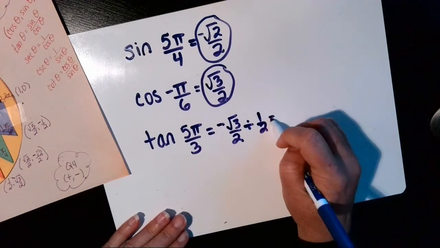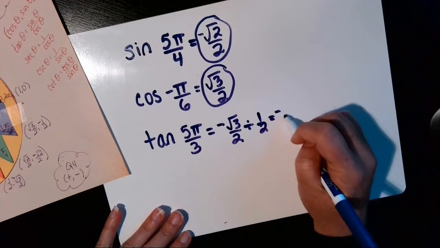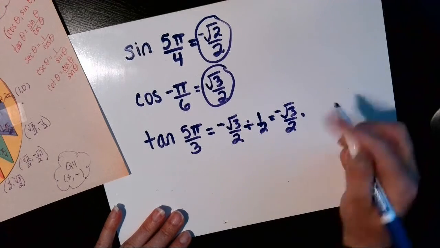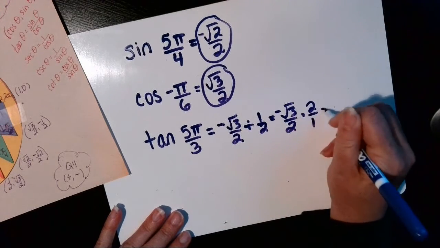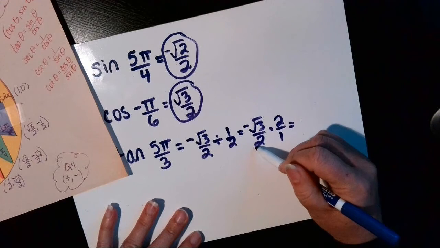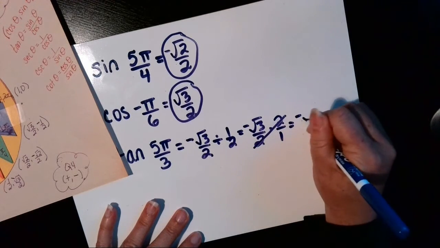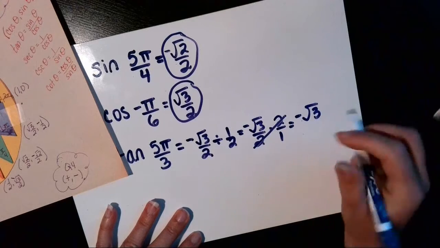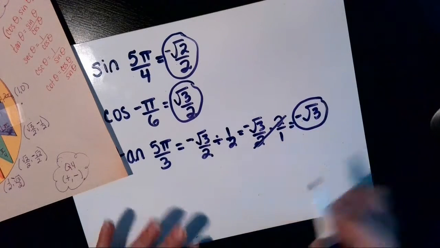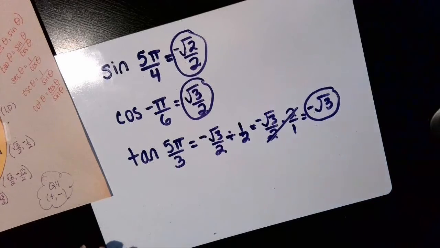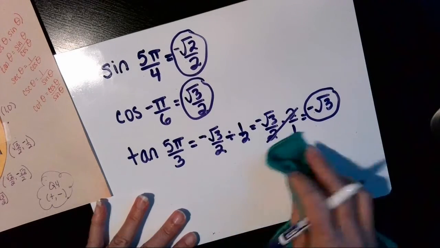And when you divide fractions, remember you multiply by the reciprocal. So I'm going to flip this second fraction. That becomes a 2 over 1. Then when I reduce, my 2's will cancel out, and I'm left with negative square root of 3 divided by 1, which is just negative square root of 3. And that's the tangent of 5 pi over 3. Okay, so far so good.